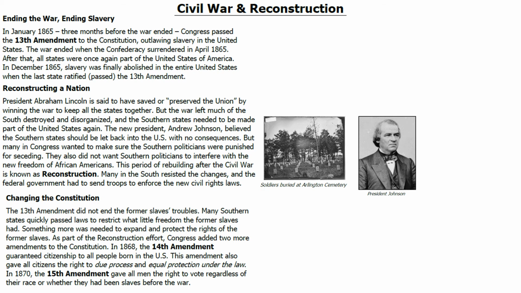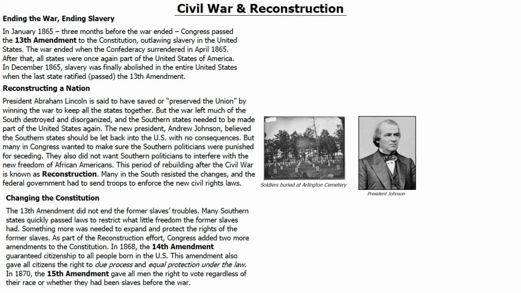Many in the South resisted the changes, and the federal government had to send troops to enforce the new civil rights laws. Changing the Constitution. The 13th Amendment did not end the former slaves' troubles. Many southern states quickly passed laws to restrict what little freedom the former slaves had. Something more was needed to expand and protect the rights of the former slaves.